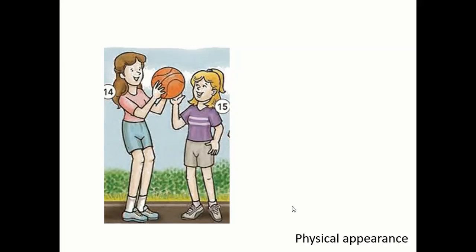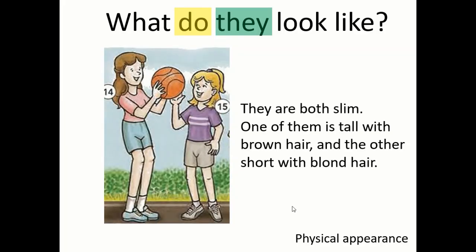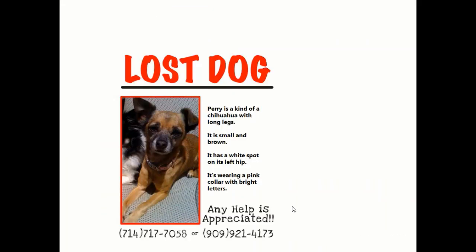And in here, what is the subject? They, right? Then what is the auxiliary for they? The full question, what do they look like? Correct. A possible response, they are both slim. One of them is tall with brown hair and the other short with blonde hair. Very well. Now what about this case?